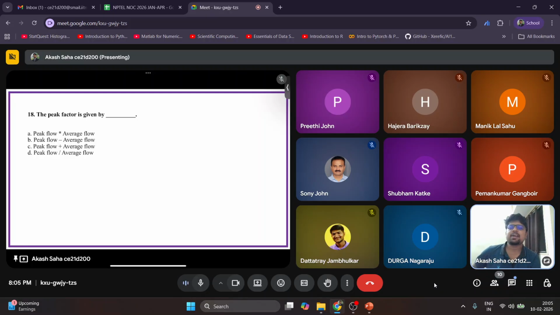Next, the peak factor is given by peak flow into average flow, peak flow minus average flow, peak flow plus average flow, or peak flow by average flow. What is the peak factor?